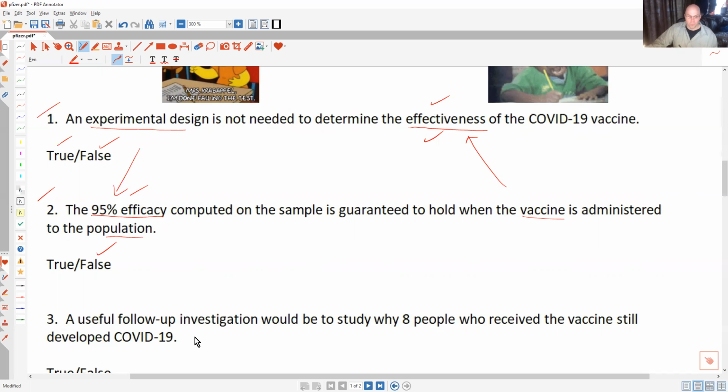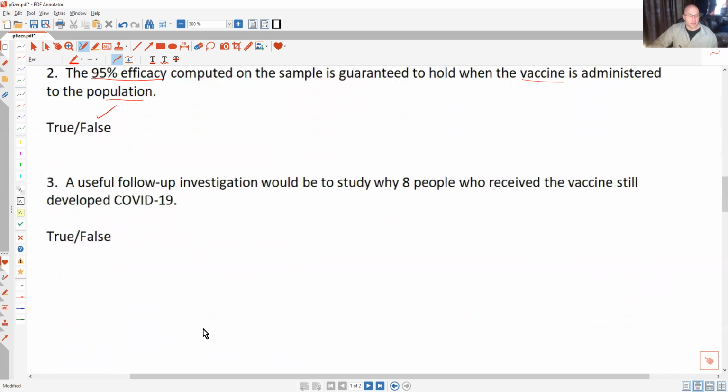Number 3, a useful follow-up investigation would be to study why 8 people who received the vaccine still developed COVID-19. Okay, true or false?